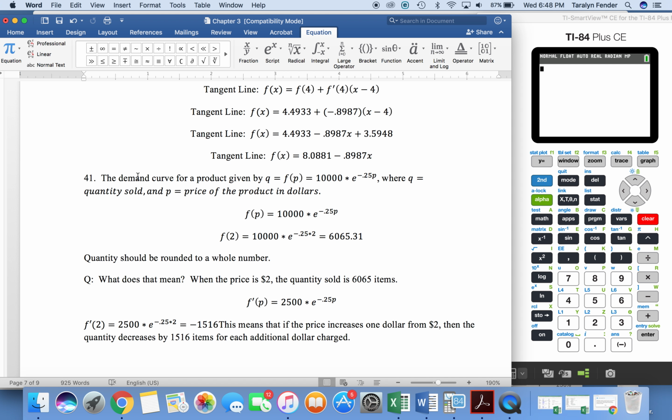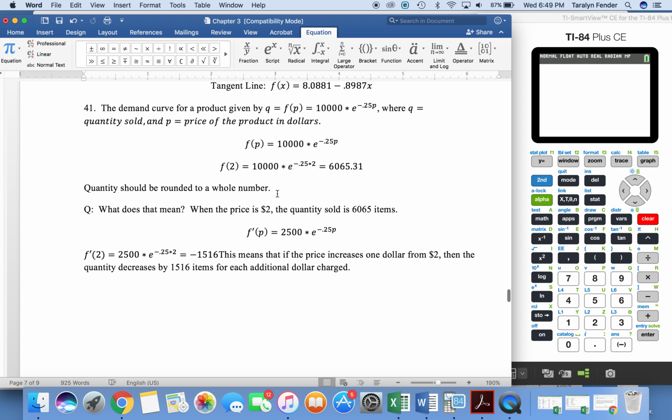Going back to the demand curve for a product, Q is equal to f of P is equal to 10,000 times e raised to the negative 0.25P, where Q is the quantity sold and P is the price of the product in dollars. So we have our function. We find the value for our function by plugging in 2.